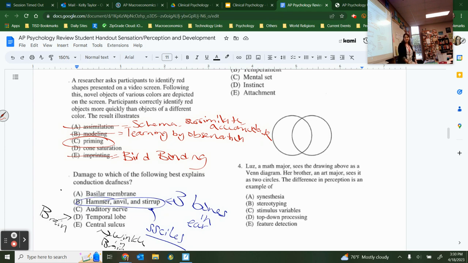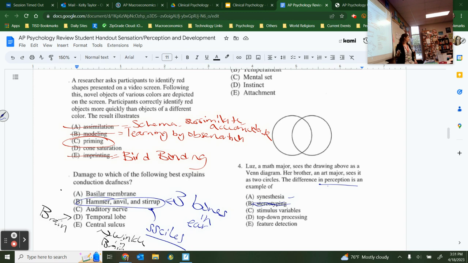Luce, a math major, has experience in math and sees this drawing as a Venn diagram. But her brother, who has different background knowledge, is an art major and sees it as two circles. Okay, the difference in perception is an example of what? First off, it says perception, so we need to get rid of non-perception terms. Stereotyping is about what we talked about with social psychology. That's not even in the unit of perception. It's a completely different unit, so it's not even going to be that.